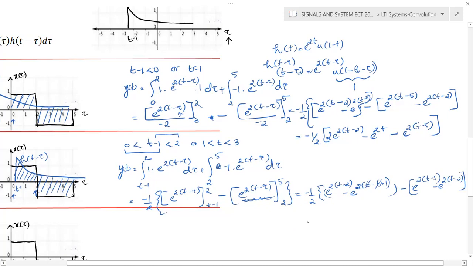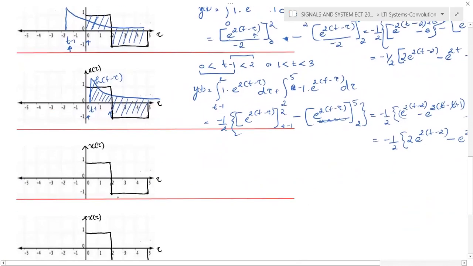Now if you consider these two terms, there will be a term minus 1 by 2, and for the second term again it is 2 e raised to 2t minus 2, because the first term and the last term are the same, so you can add these two terms, and the second term is e raised to 2, and the last term e raised to 2t minus 5. Okay, so this is the next case, and now we can consider the third case.